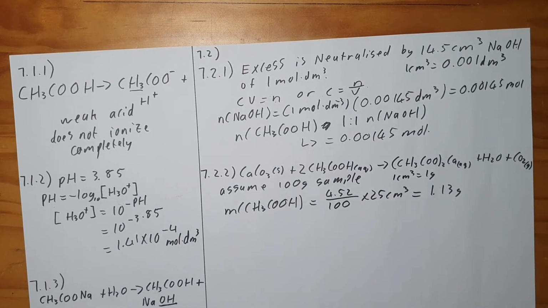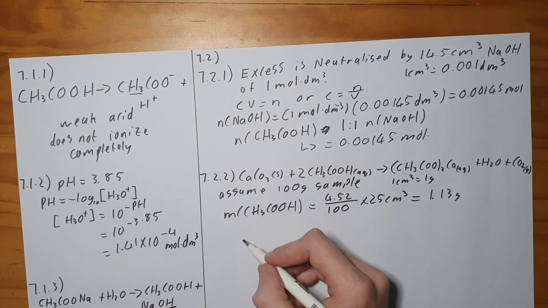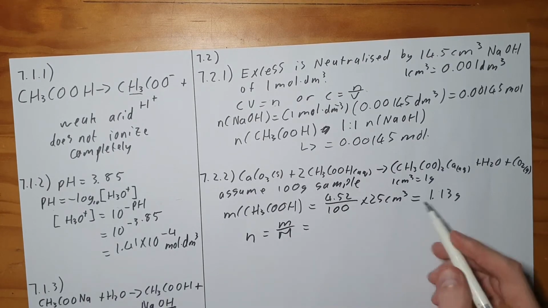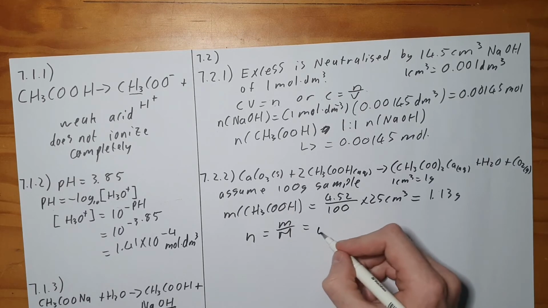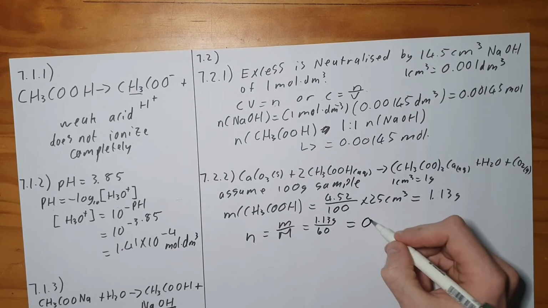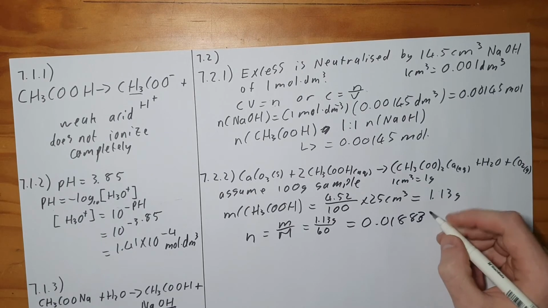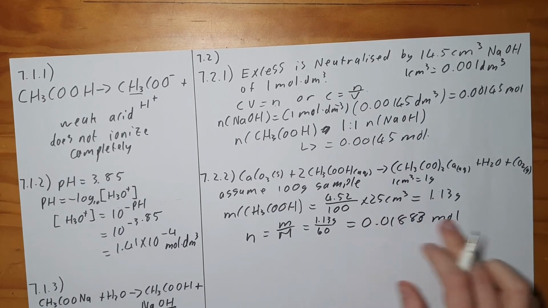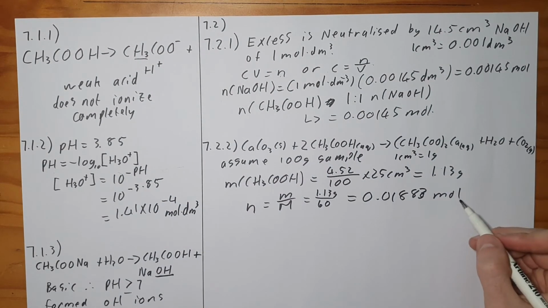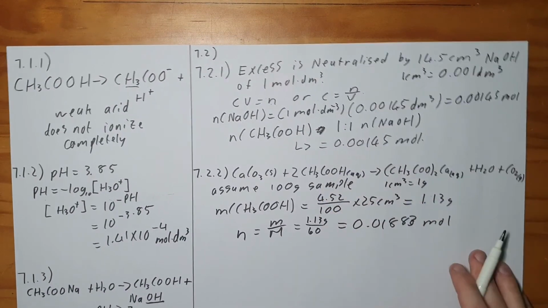Now once we have that, we can work out the moles. Remember, we need to cross over the bridge with moles. So N equals M over capital M. On your periodic table, if you check the molar mass of that, it should be roughly 60. We have 1.13 grams, and that's going to give you 0.01883 moles. Now we have the moles. So remember, we need to take into account the excess, so we need to work out how much actually reacted. So I'm going to minus off this excess that we dealt with in the previous question.